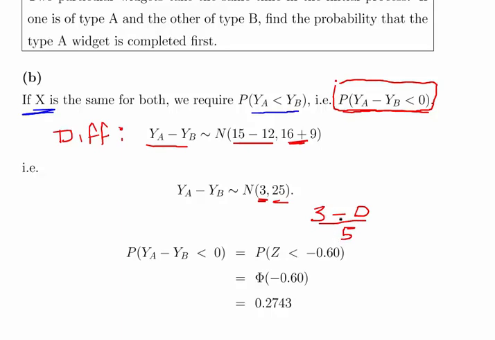Sorry, 0 minus 3 actually. 0 minus 3 over 5. Here, 0 is what we're interested in. Mu is 3, so it's 0 minus 3. That gives us minus 0.60.